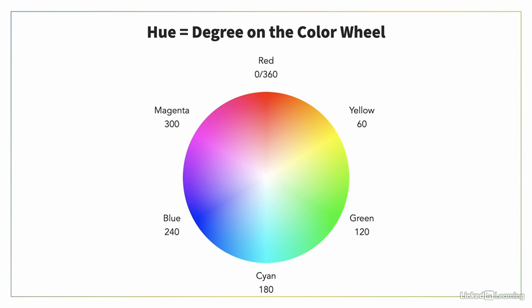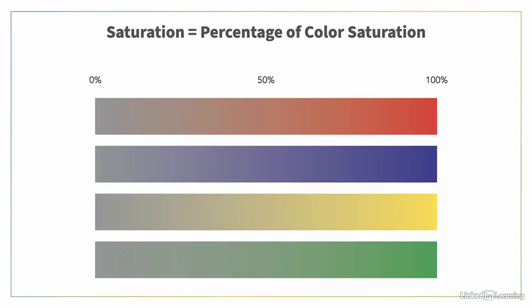So if you want green, you would say the hue value is 120. That's 120 degrees on the color wheel, and that will be the color throughout. So you pick a color using that first value, the hue color, and it will always correspond to this color wheel. The next value, S, is for saturation, and this is the percentage of color saturation.